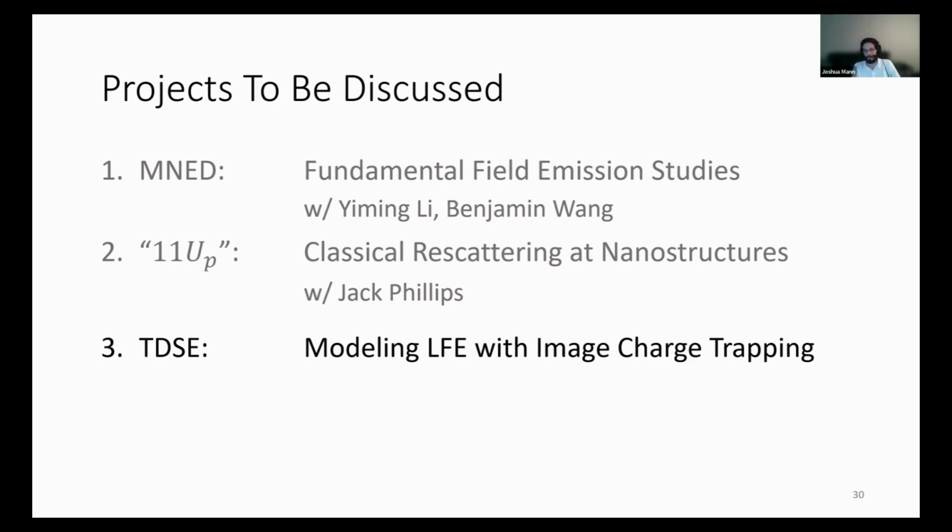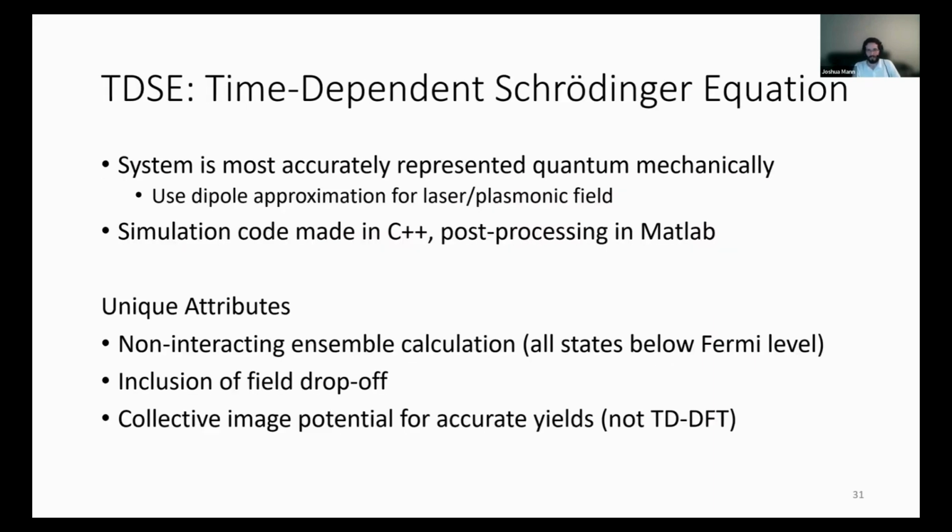Okay, I'll move on to the last project. This is what I had been focusing on for the past several years, modeling the system with a time-dependent Schrödinger equation. Of course, the system is going to be most accurately represented quantum mechanically, although trying to include the photons quantum mechanically as well would be quite difficult. So I just use a dipole approximation for the laser/plasmonic field. And some unique attributes of my code are that it's a non-interacting ensemble calculation. So most calculations will just use the electrons at the Fermi level, but I am including electrons at the Fermi level and below.